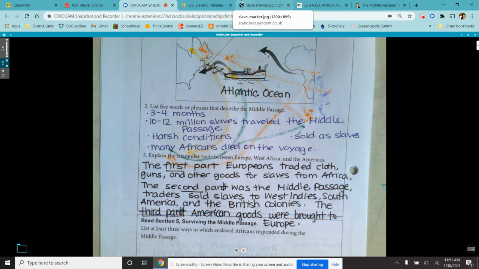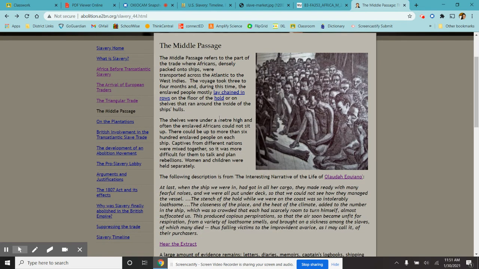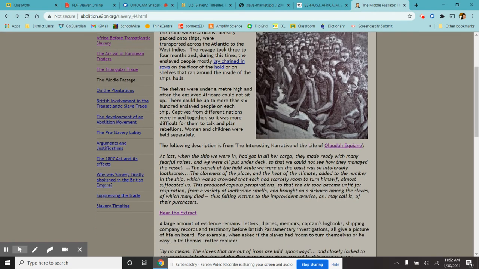But to talk a little bit about the Middle Passage and how it was able to continue, the Abolition Project was this group, actually a British group, that helped to end slavery. There's a lot of documentation and research. One thing I liked about it were the excerpts from readings and information gathered during that time period, put together as a narrative on this webpage. So a lot of great information on here.